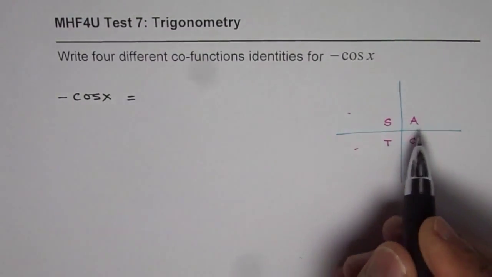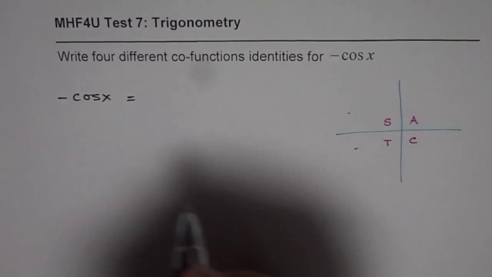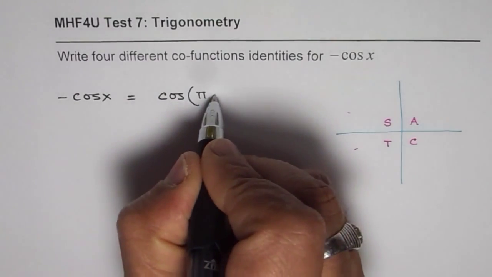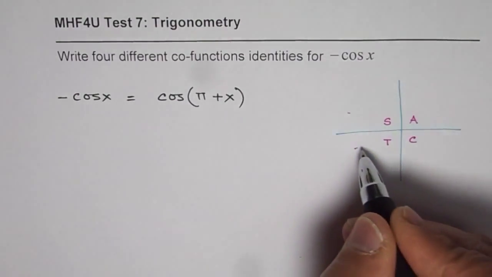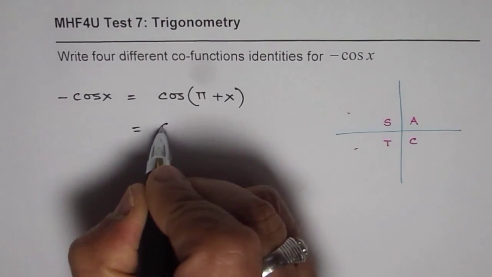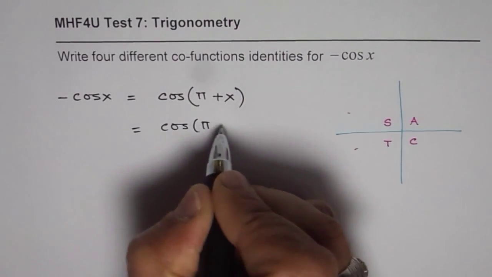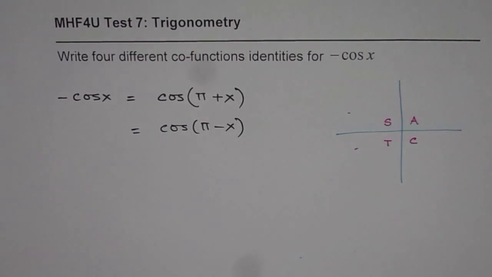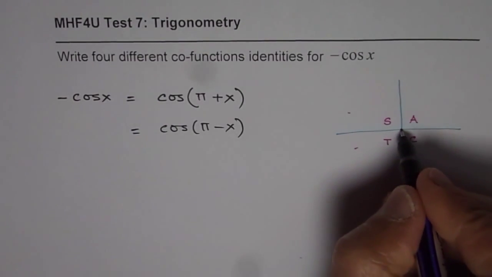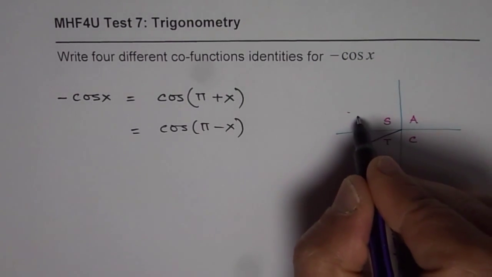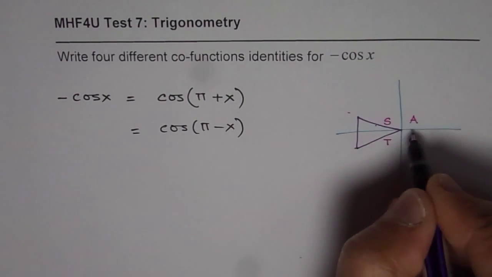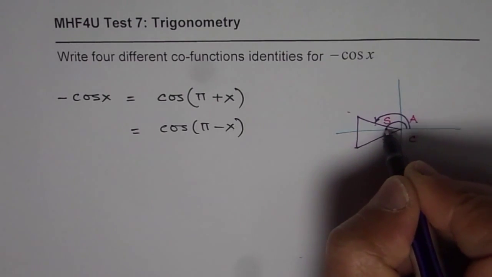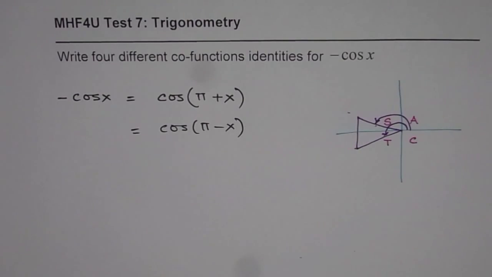So in terms of cosine, we can always write cos of pi plus x, because cos is negative here. We could also write this as cos of pi minus x, right? Both of them will be negative, so we are talking about these two values, correct? So that is one possibility. This is pi minus x, and that one is pi plus x for the cos values.